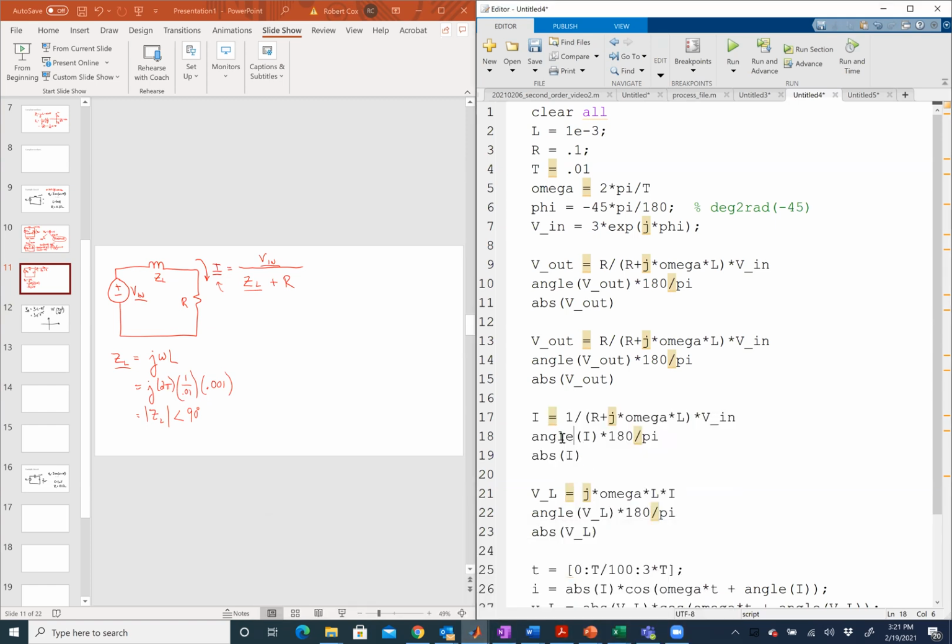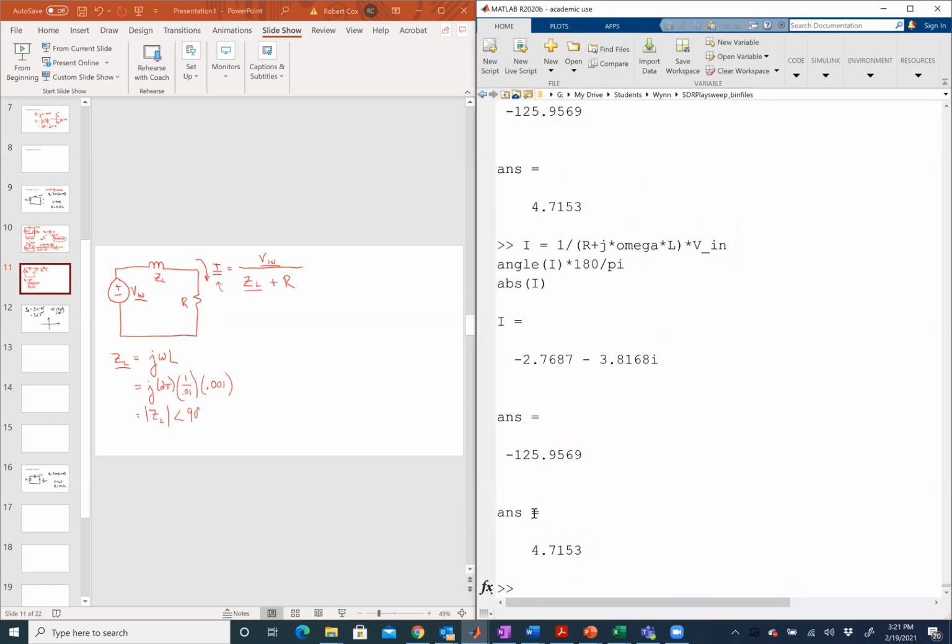Notice what I have here is I took the angle of I times 180 over pi, and then I took the abs of I. So that's going to give me the magnitude, and the angle in degrees. So I evaluate that, and I get my answers here. The angle, because I did that first, is negative 125 degrees, and the magnitude is 4.7153.